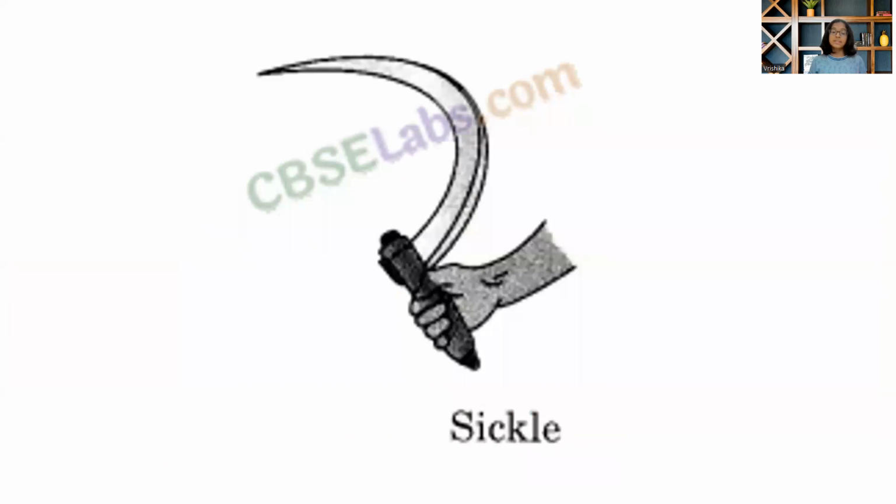The next one is sickle. Sickle is used for harvesting the crops in olden days. Nowadays, a modern harvester is used to harvest the crops.